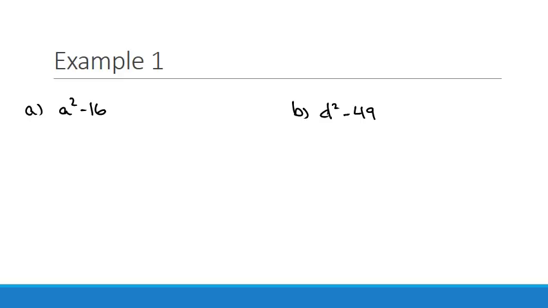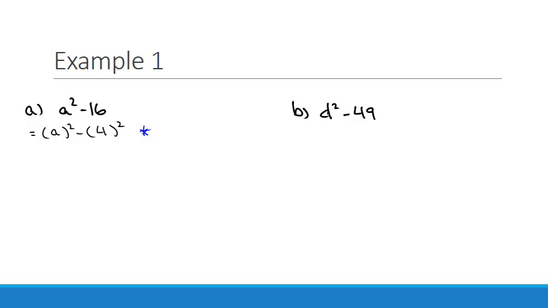The key to this is, can you rewrite the polynomial in this form? If you can rewrite the polynomial in this form, then it is a difference of squares. And if it's a difference of squares, it has a really easy pattern to factor with. Okay, so what times itself would give you a squared? Well, a times itself gives you a squared. And what times itself gives you 16? 4 times itself gives you 16.